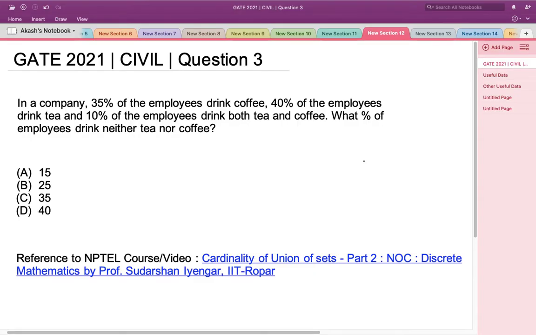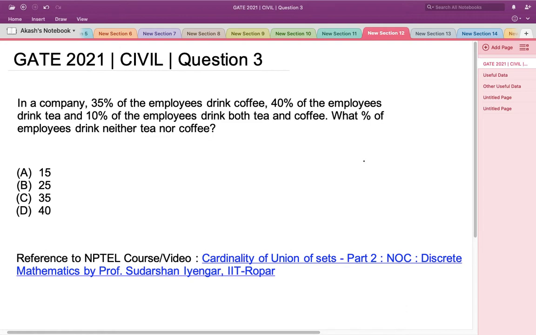Hello everyone, this is the question asked in GATE 2021 Civil Engineering Set 1. In a company, 35% of the employees drink coffee, 40% of the employees drink tea, and 10% of the employees drink both tea and coffee. What percentage of the employees drink neither tea nor coffee?